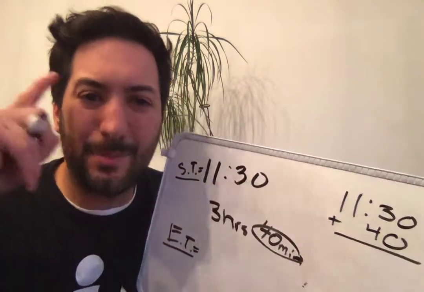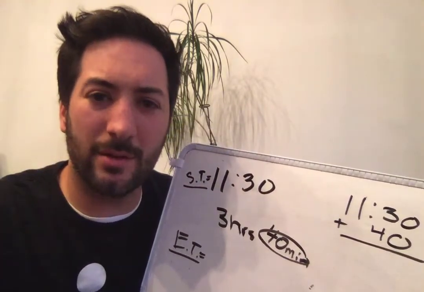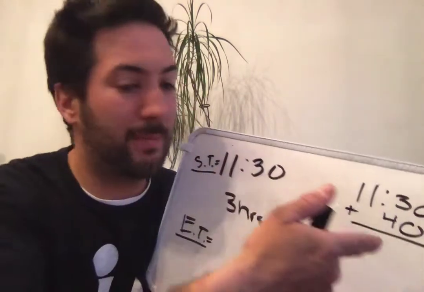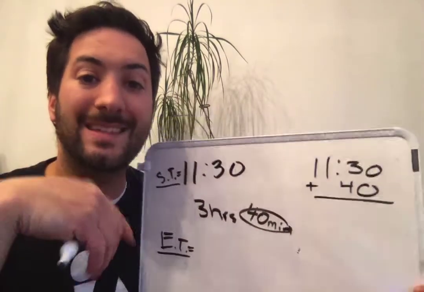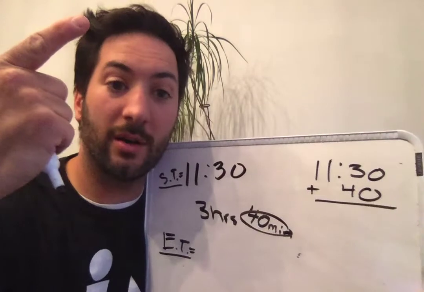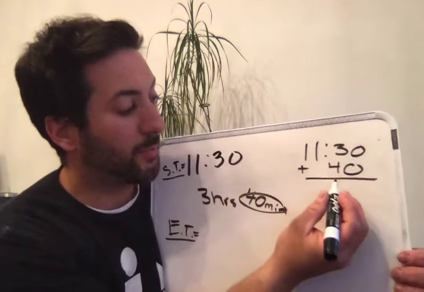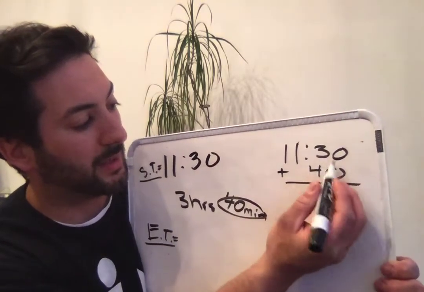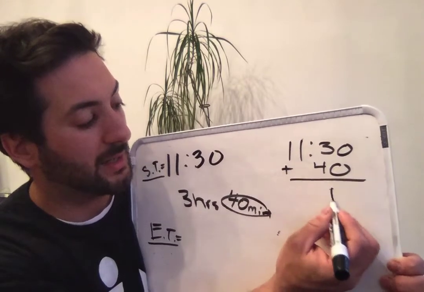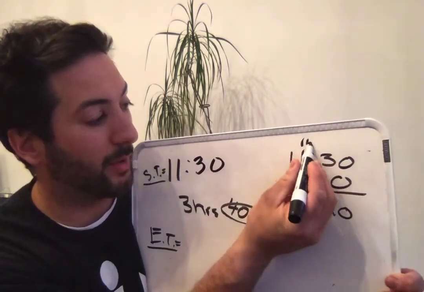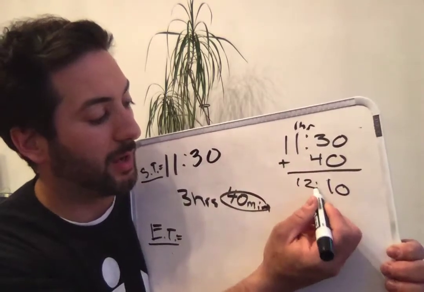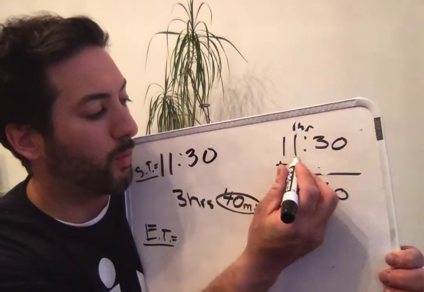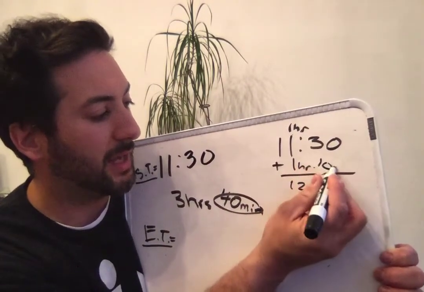70. But the problem is it can't be 70 minutes in an hour. How many minutes are in an hour? There are 60 minutes in an hour, right? So how many extra minutes is 70? 70 would be 10 extra minutes. 70 is essentially 1 hour, and how many minutes left over? 10 minutes. So by adding 40, instead of getting 70, we basically go 30 plus 40 is 10, because we have 10 left over, and then we add 1 hour to that. So now we are at 12:10. Does everybody understand why?